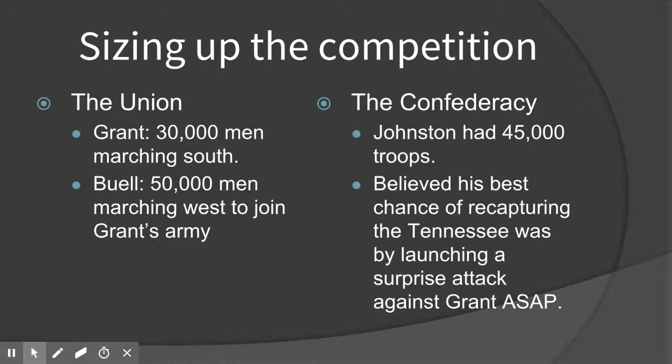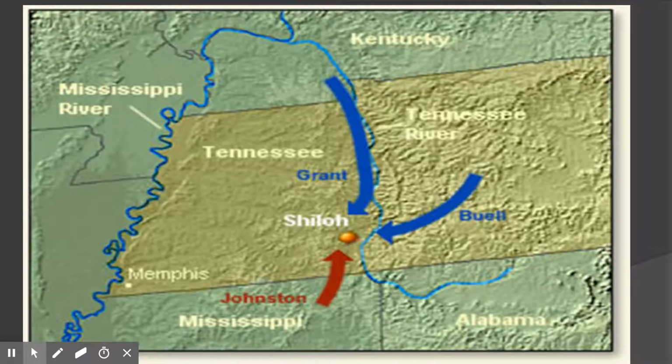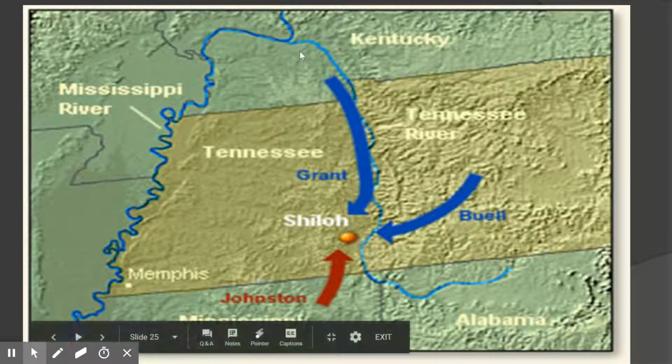Sizing up the competition for our next battle, with the Union, we have Grant marching in with 30,000 men. He is marching south. Buell has 50,000 men marching west to join Grant's army. The South, Johnston had 45,000 troops, and he believed his best chance of recapturing the Tennessee was by launching a surprise attack against Grant as soon as he could. And this will lead us to the Battle of Shiloh. Again, notice your blue arrows and where they're meeting, and then you have Johnston coming up from the south.